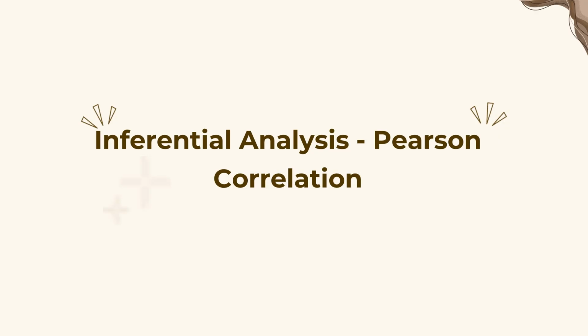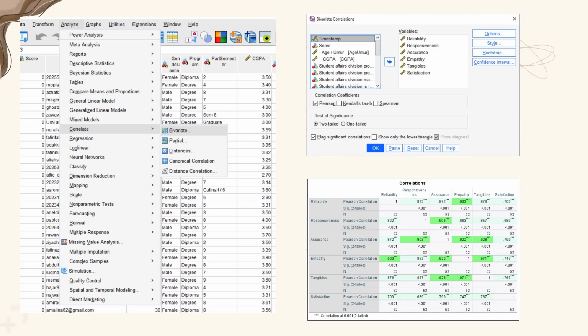Inferential analysis: the Pearson correlation. In this slide, we performed Pearson correlation analysis to examine the relationship between the independent variables, the service quality dimensions, and the dependent variable, student certification. To conduct the analysis, we selected the relevant service quality dimensions, which include reliability, responsiveness, assurance, empathy, tangible, and certification, using IBM SPSS Statistics. The option was chosen to compute the Pearson correlation coefficient for these variables.